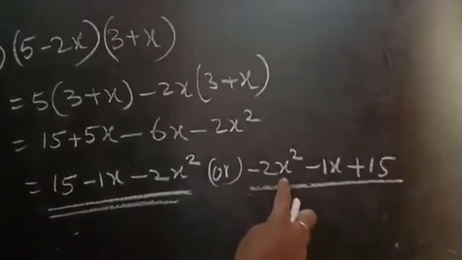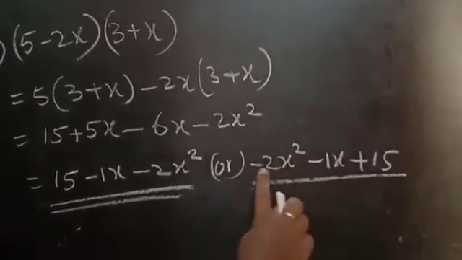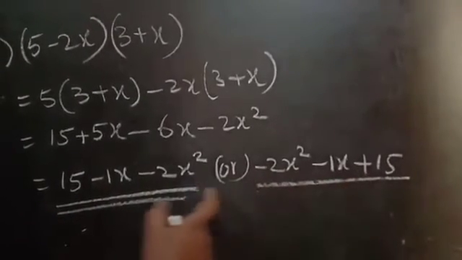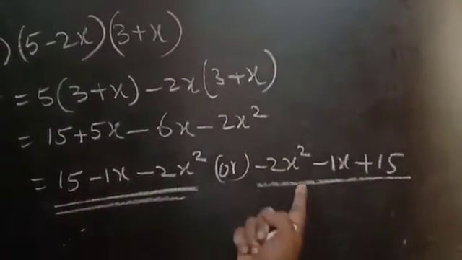I have arranged it like x square, x, number term. I didn't change the signs. The sign that is there, I have written the same sign. This is also a correct answer, or this is also a correct answer.